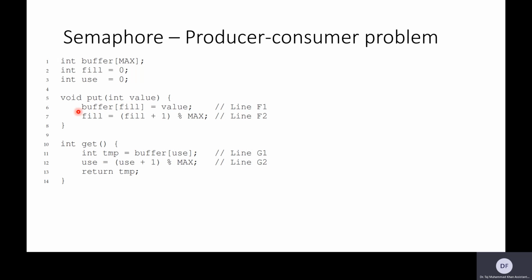So fill is basically where the producer will put the next value, and then you increment fill to point to the next location, and it will ultimately wrap around after reaching the end of the buffer. Similarly, the consumer will consume from this use location, and after consuming this value, it will move use to the next location, and use will also wrap around after reaching the end of the buffer. So this way, both producer and consumer will produce and consume values from the buffer by calling the functions put and get.